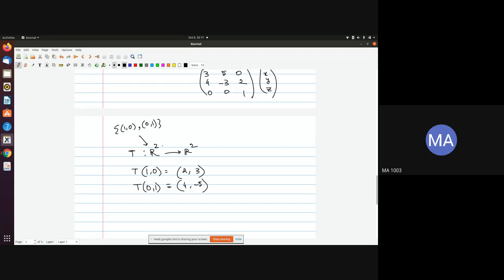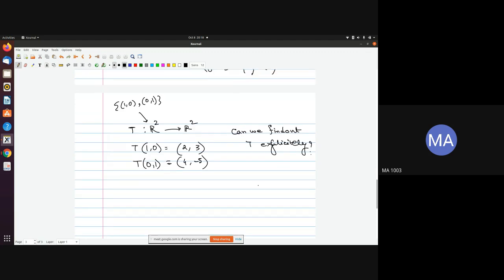Can we find out the linear transformation from this? That is the question. Can we find out T explicitly? Explicit means T of x, y equal to something. That is what we have to find.